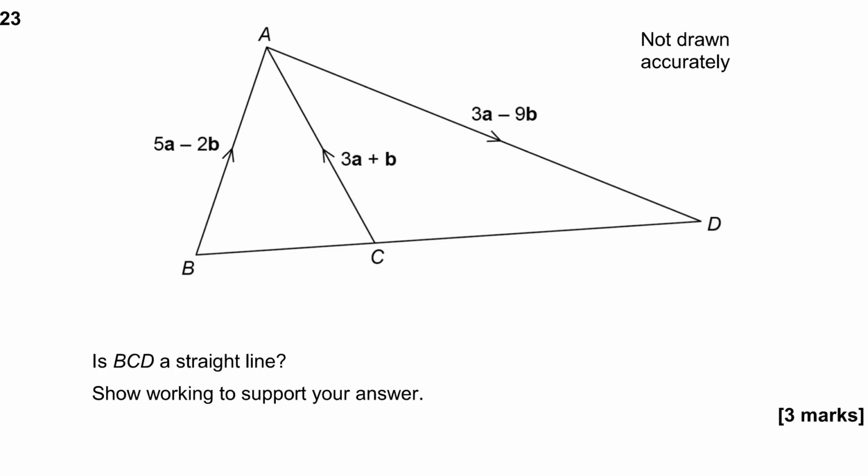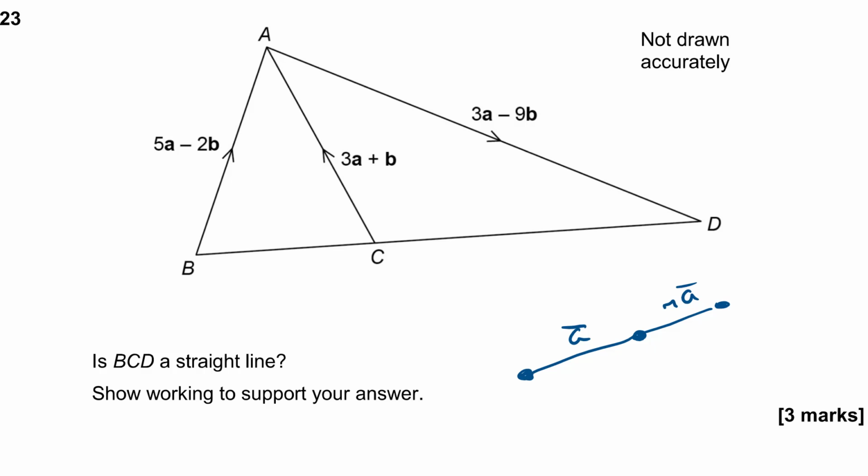Question 23, and we're on to vectors. Is BCD a straight line? Show your work to support your answer. Now, if you want to show that 3 points are colinear, which means they lie in a straight line, what you want to do is to find the vector from one to the other, so let's say that is vector A, then what you want to show is that this one is going to be some multiple of the same vector. Okay, and if you can show that that is the case, then you can say that they're colinear.